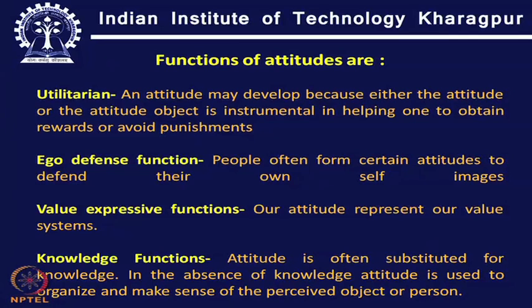Knowledge functions. Attitude often is substituted for knowledge. So, what happens if you do not have very first-hand knowledge about certain objects? Attitudes, specifically stereotypes that you have about a certain person or object, help us to act in certain ways towards a person or object or event. So, attitude helps to substitute knowledge. In the absence of knowledge, attitude is used to organize and make sense of the perceived object.